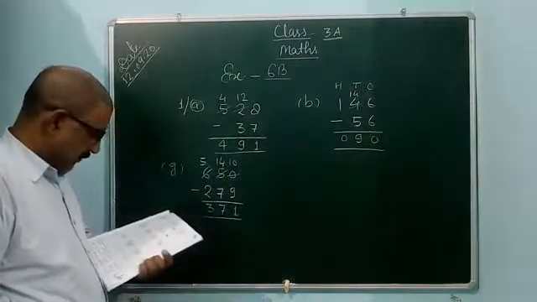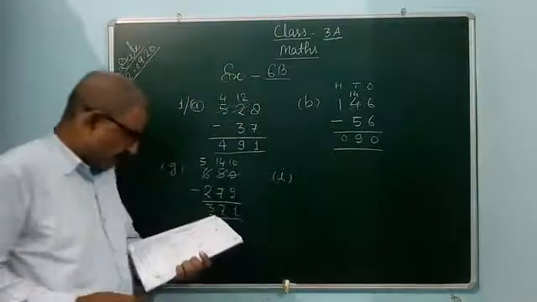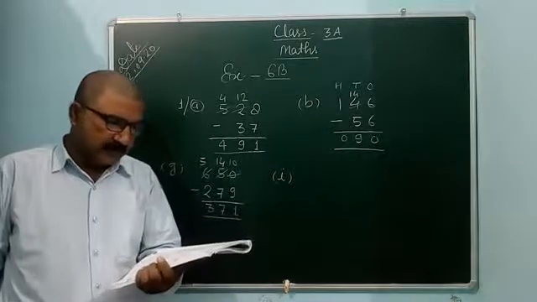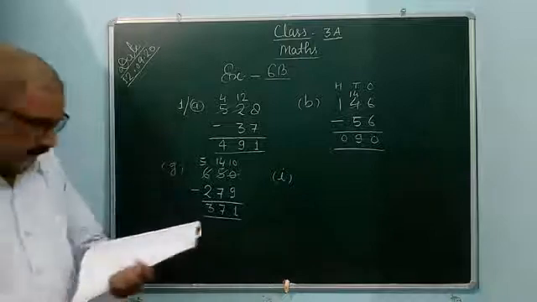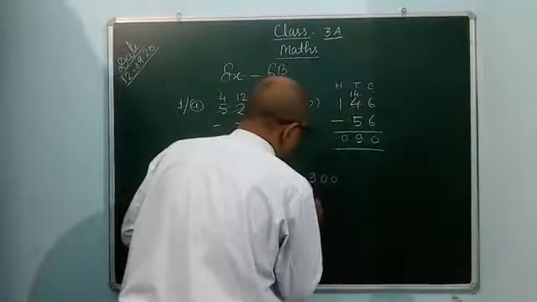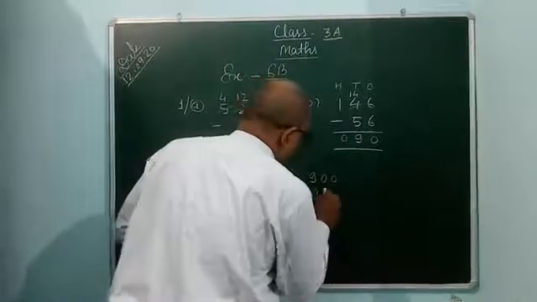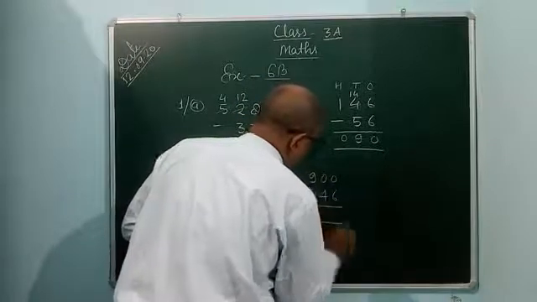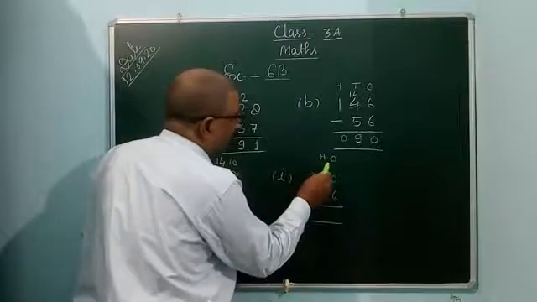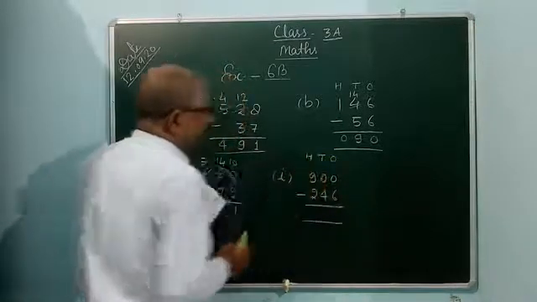And question number I. You can do question number H yourself, J also yourself. I am explaining question number I. 900 minus 246. You see, ones place, tens, and hundreds place.